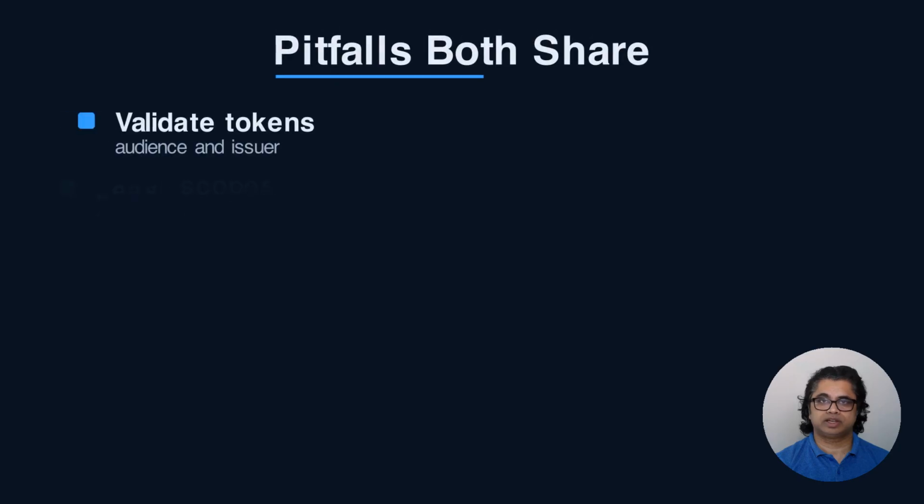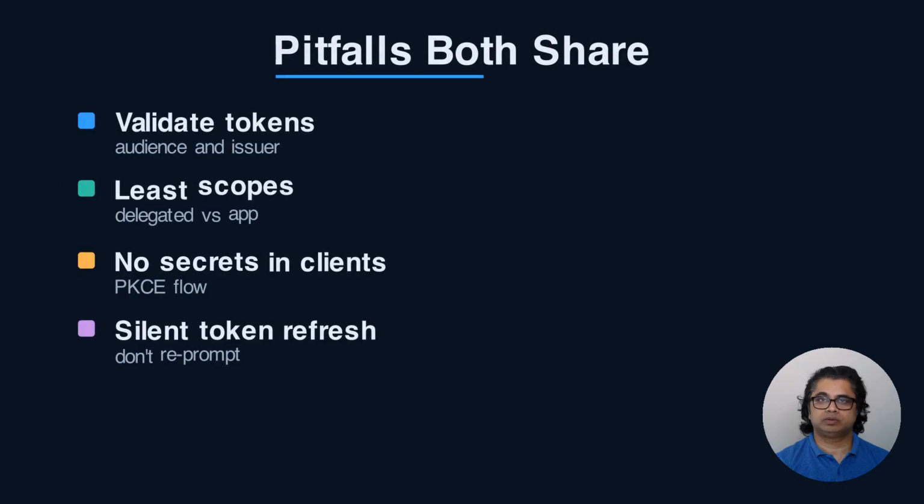Regardless of which you choose, a few things bite developers. Always validate the access token's audience and issuer on your API. Never trust a token just because it is signed. Request only the scopes you need. And remember that delegated permissions act on behalf of a user, while application permissions act as the app itself with no user present. Never embed a client secret in a single-page app or mobile app. Those are public clients and must use the authorization code flow with PKCE. Tokens expire, so use refresh tokens and MSAL's silent acquisition rather than reprompting users.